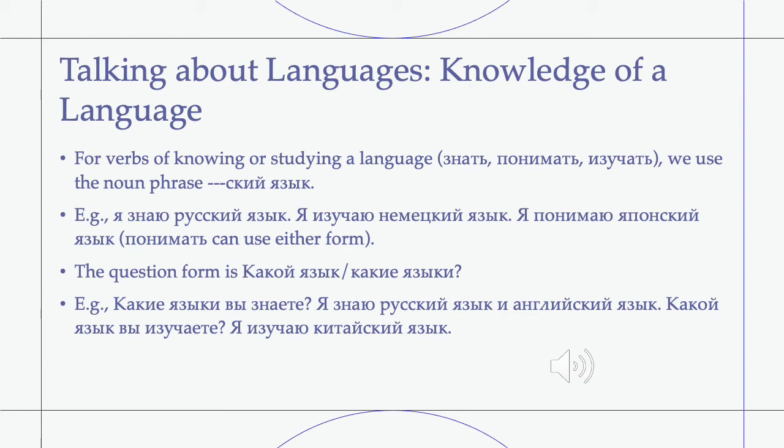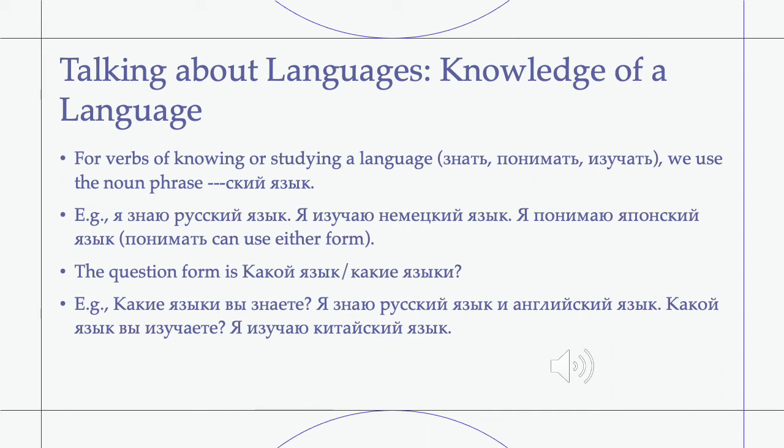And язык, in case you were wondering, means tongue, literally. And we put an adjective in front of it, an adjective of language. And almost all adjectives of language are going to end in ski. So русский, немецкий, японский, французский, итальянский, китайский, корейский, so on and so forth. The question form, if we want to ask what language or what languages do you know, is какой язык or какие языки.